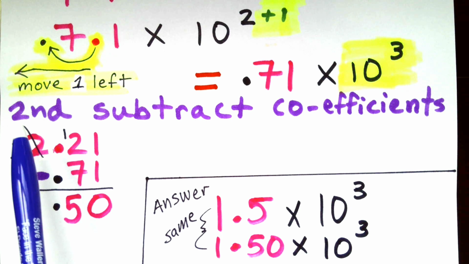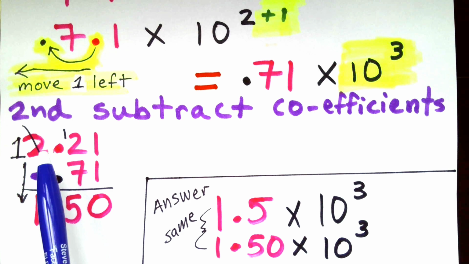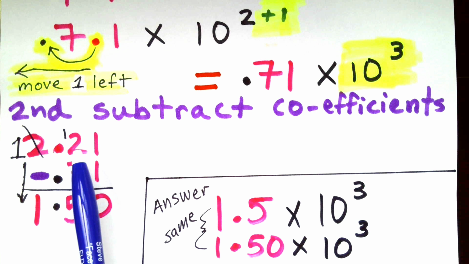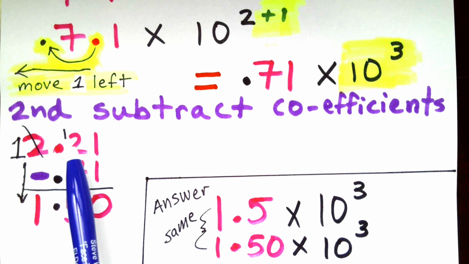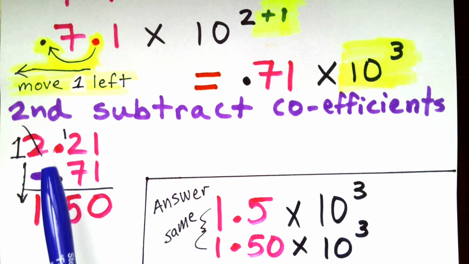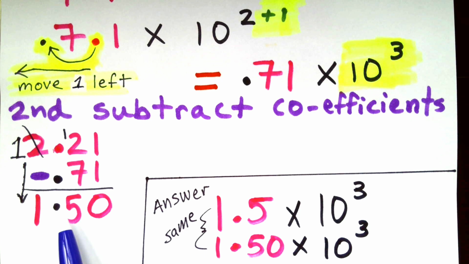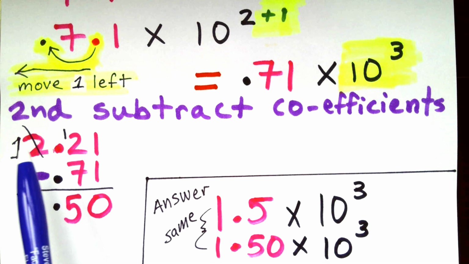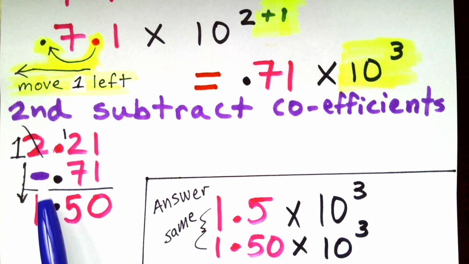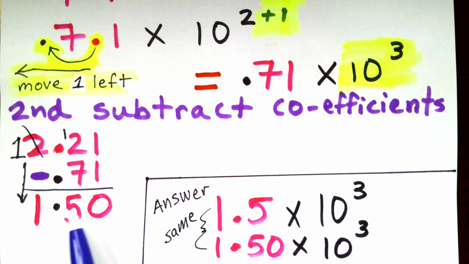So what I have to do is borrow from that 2, which leaves me the 1, in order to turn that 2 into a 12. Now I can subtract 7 from 12, right? So 12 minus 7 is 5. I'm going to line up those decimals for my answer. And now I'm left with 1, and there's 0 underneath the 1. So 1 minus 0 is just 1. My new coefficient is 1.5.